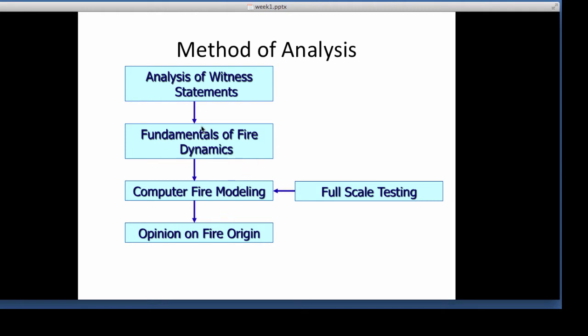So we took that information. The original plan was to use a computer fire model to investigate the movement of the fire and the smoke throughout this building. And it turned out that we needed a little bit more information than the computer model could give us. So some full-scale testing was also done to get a handle on the beginning phases of the fire growth. And that all feeds into an opinion at the end of the day.